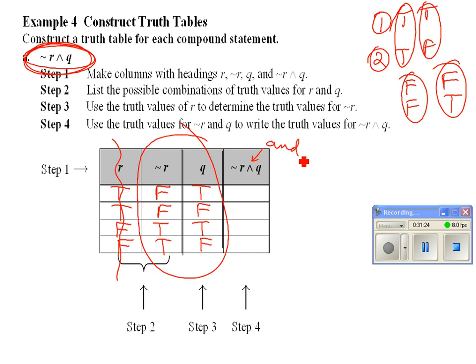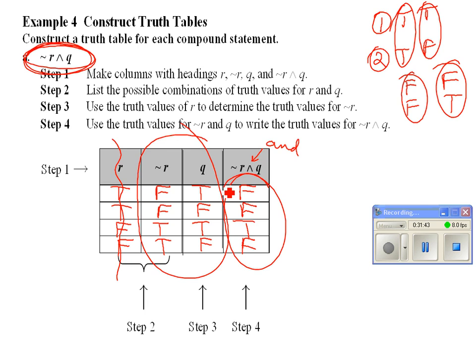So on this first one, you got a false and a true. What does that tell you about the whole statement? False. You got a false and a false. What does that tell you about the whole thing? False. You got a true and a true. What does that tell you? True. True and a false is false. That's our final answer.